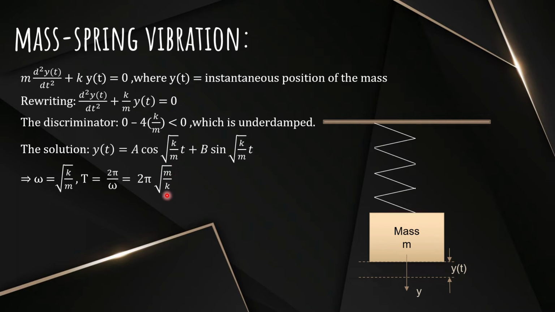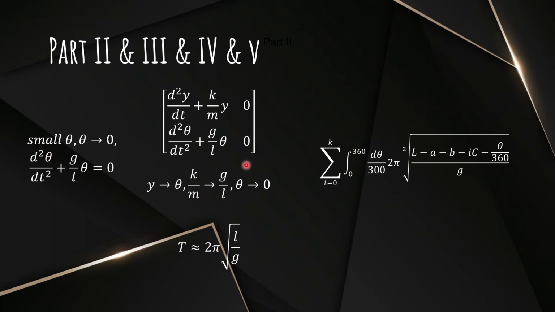And we get this period solution for our pendulum system. So we look at y as theta and k over m as g over l. So our T is equal to 2 pi times the root of length over g.